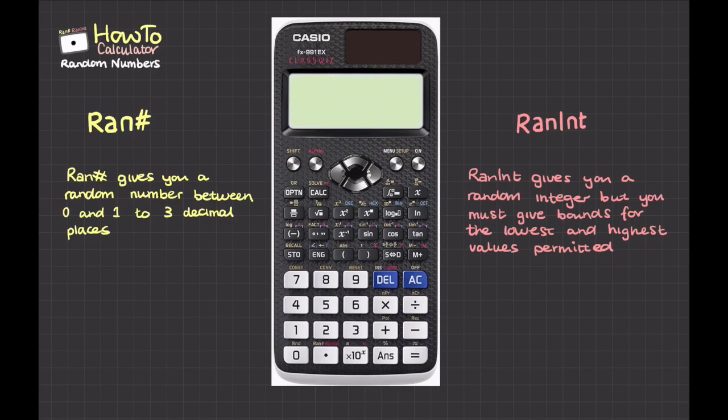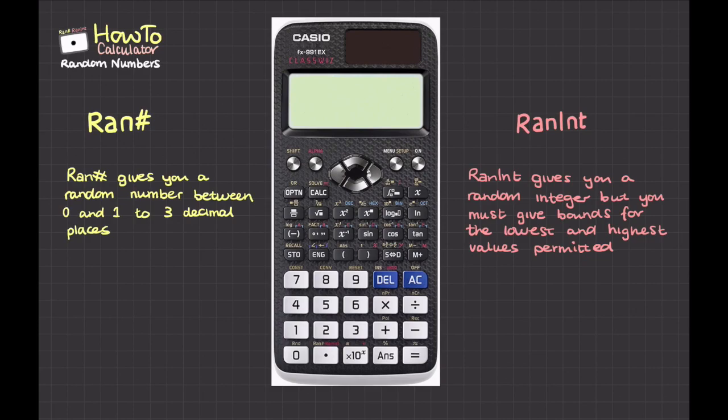There are two functions on your calculator that give you random numbers, and I'm going to show you how to do both of them. If you've got this calculator or one that looks similar, you can turn it on. If I want to get Ran#, I press shift and then this button down here. That gives me Ran#, a random number between 0 and 1 to 3 decimal places, so it's going up in thousandths.